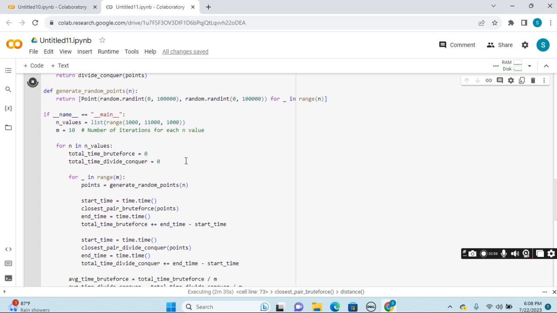For each n value in the n values, the script iterates m times to perform the following steps. It generates a set of n random points using the generate random points function. It measures the time taken to find the closest pair using the brute force algorithm. It measures the time taken to find the closest pair using the divide and conquer algorithm and stores the total time in total time divide and conquer.